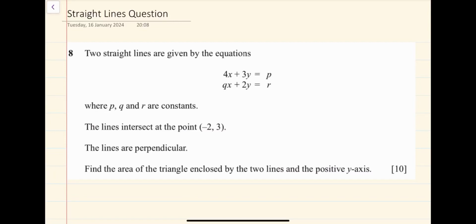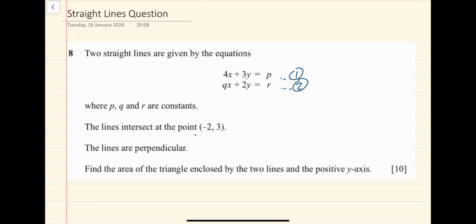In this video we're going to look at a straight lines question. This is from a CCEA AS1 paper, so a year 13 paper. It says two straight lines are given by the equation 4x plus 3y equals p, which I call equation 1, and then the second one, qx plus 2y equals r, where p, q, and r are constants.